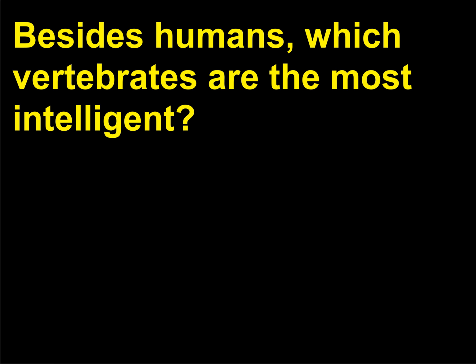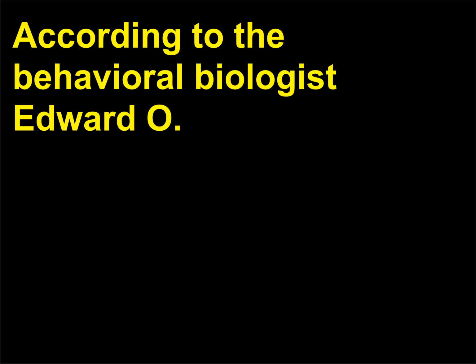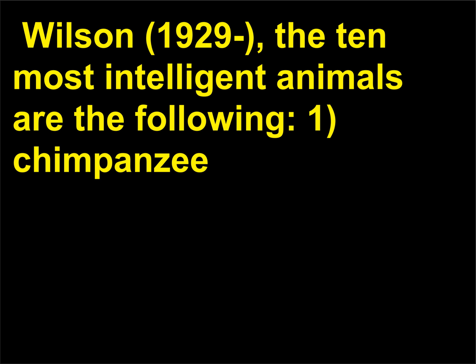Besides humans, which vertebrates are the most intelligent? According to the behavioral biologist Edward O. Wilson, 1929, the 10 most intelligent animals are the following: 1. Chimpanzee.